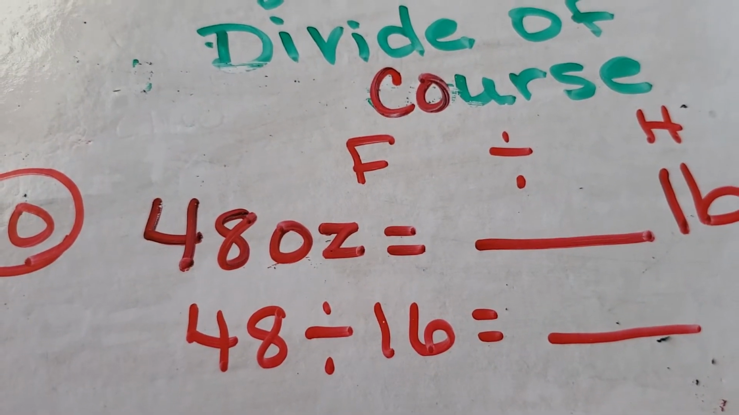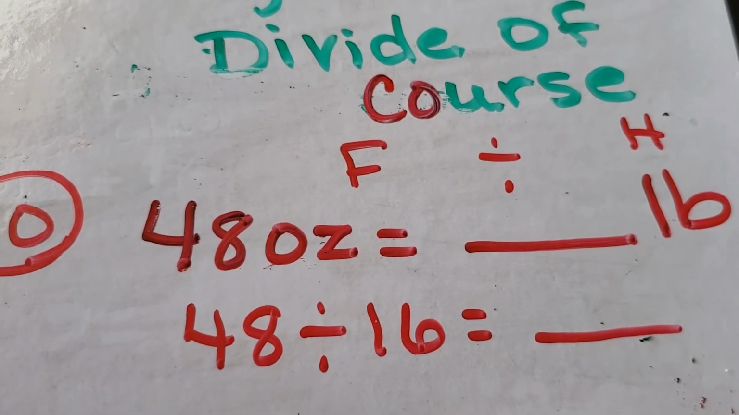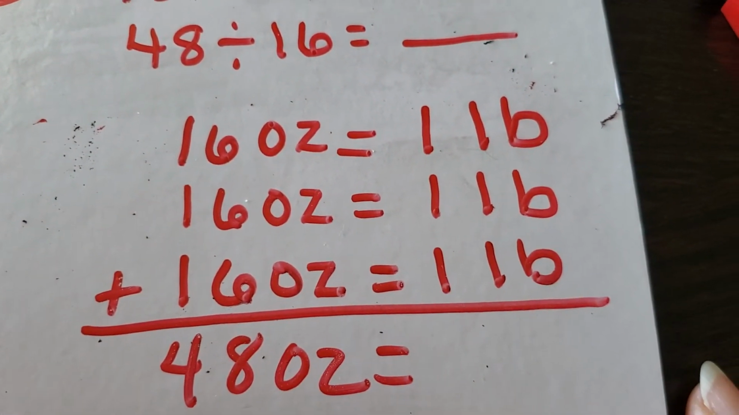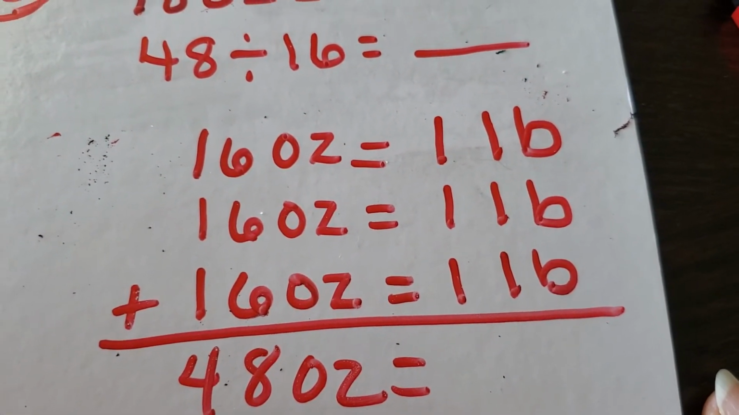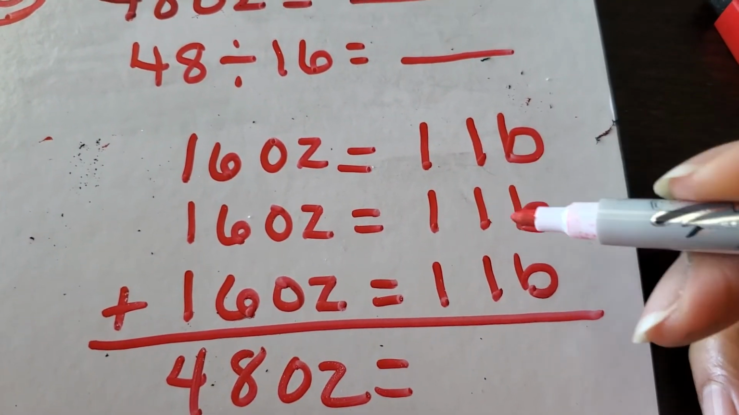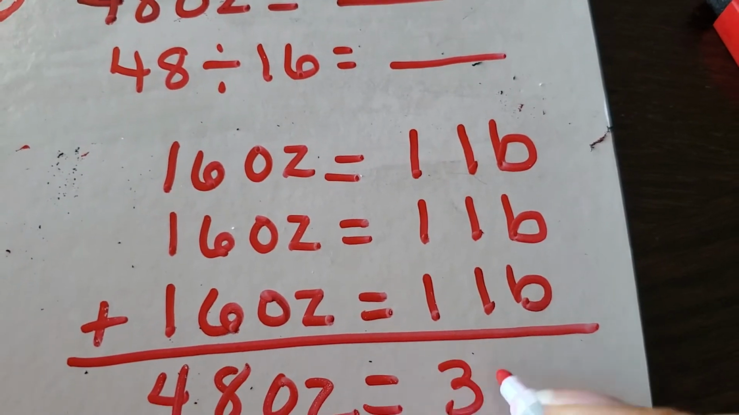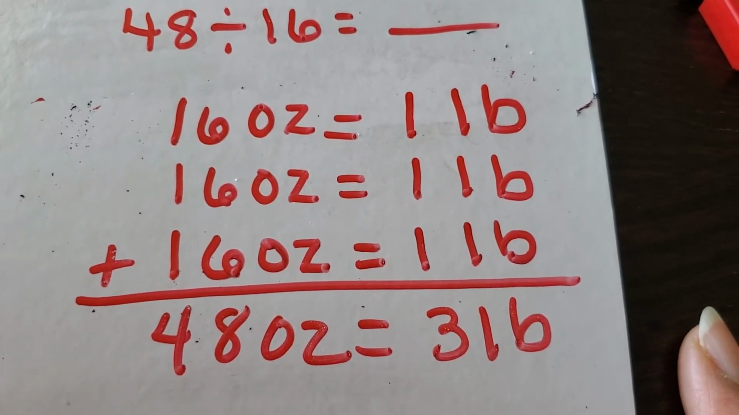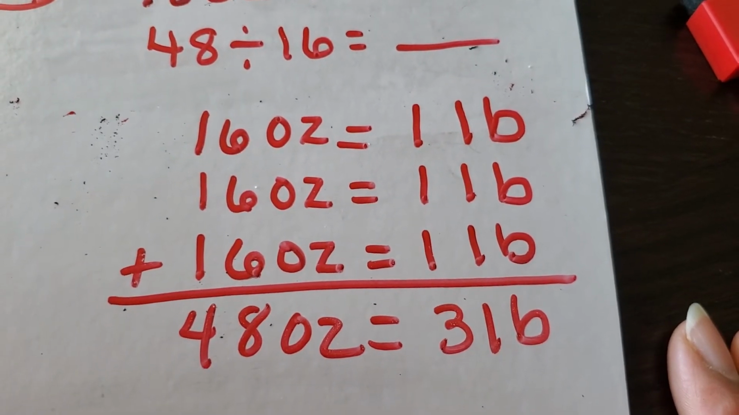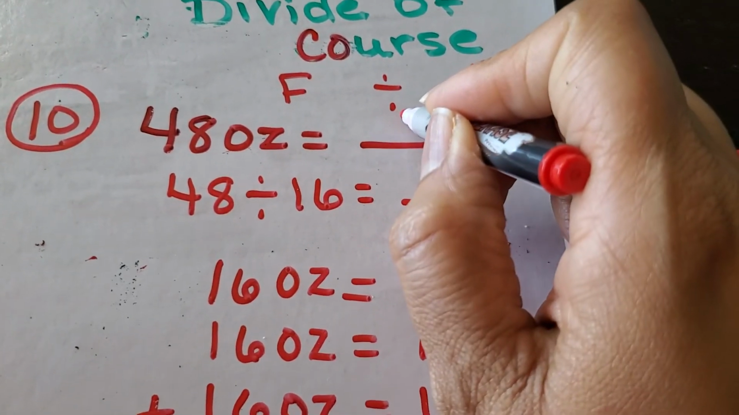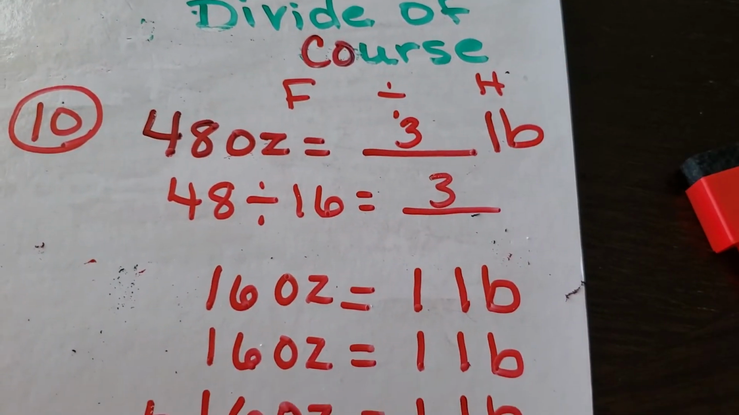Opposite of what? Division is multiplication. And repeated addition is also what? Multiplication. Okay, so now how many pounds? 1, 2, 3. 3 pounds. Pretty simple. Okay, all right, so my answer is 3. 48 ounces equals 3 pounds.